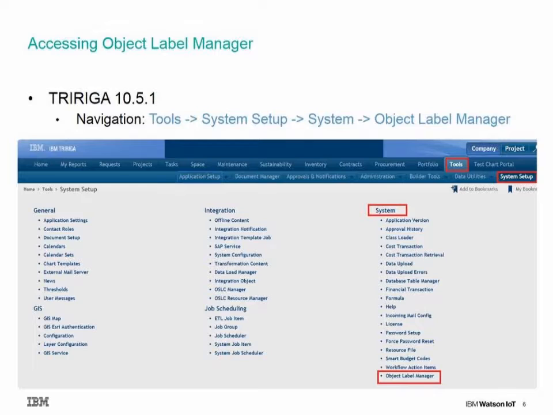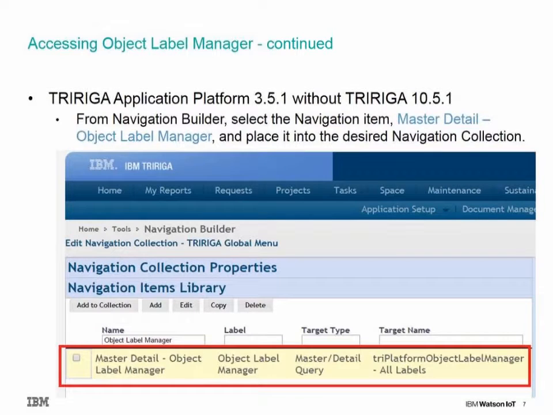Accessing Object Label Manager. For environments that are on TRIRIGA application version 10.5.1, you can access the Object Label Manager from TRIRIGA by navigating to Tools, System Setup, System, and clicking the Object Label Manager link. If you have Platform 3.5.1 without TRIRIGA application version 10.5.1, you will need to go to Navigation Builder and place the navigation item called Master Detail Object Label Manager into the desired navigation collection.